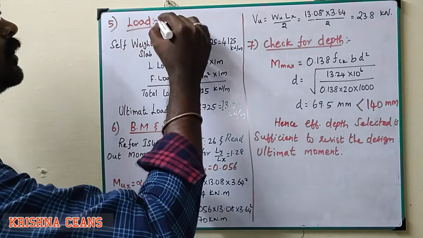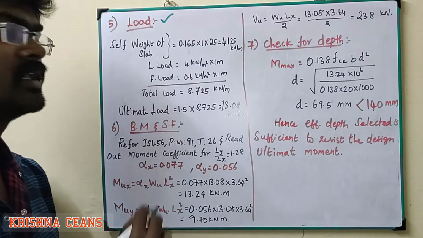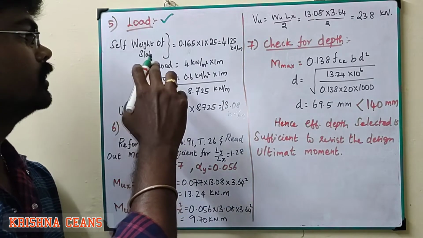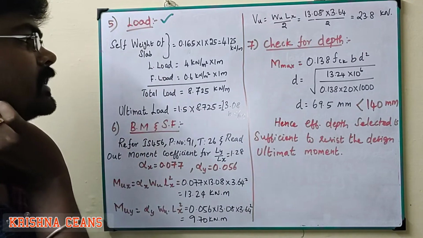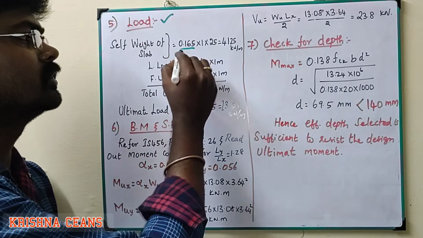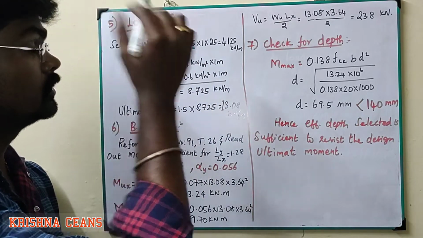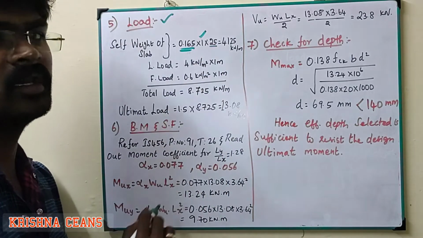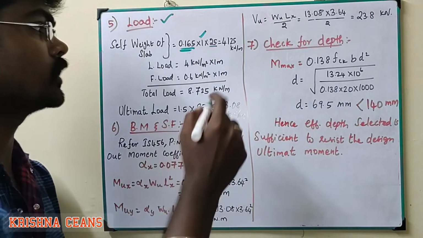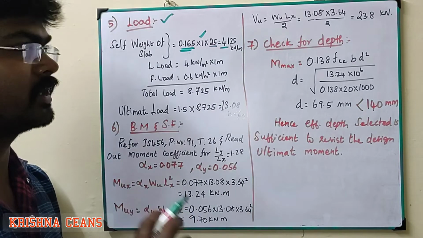Step number 5, load calculation. The load combination here is dead load, live load, and floor finish load. For the dead load, we take the overall depth 0.165 meter into 1 meter, since we always design for 1 meter strip. Then the unit weight of RCC is 25 kN per meter cube. So we get 4.125 kN per meter.